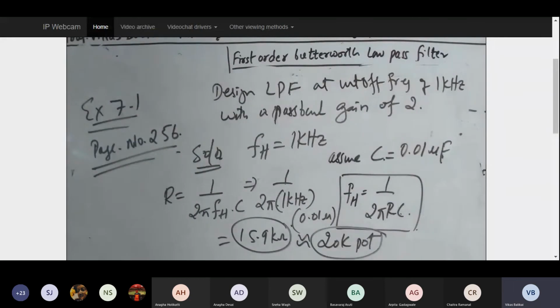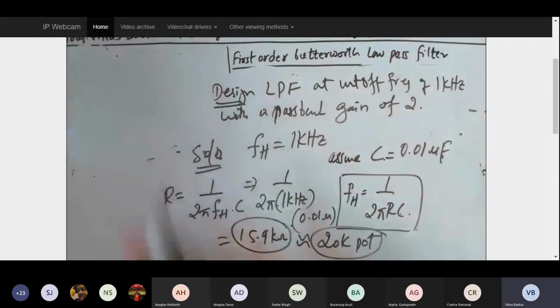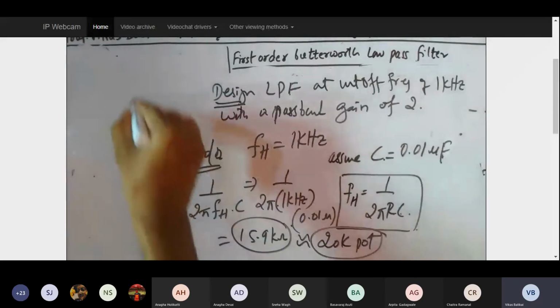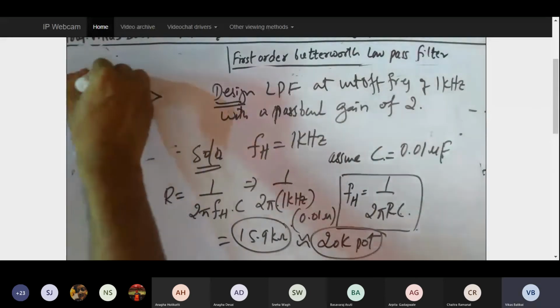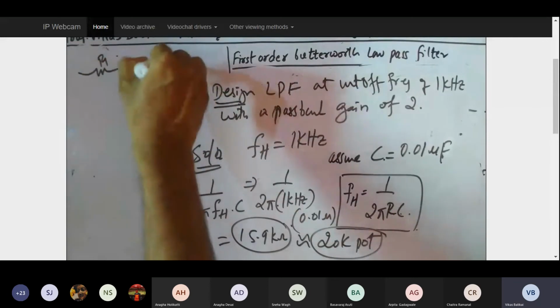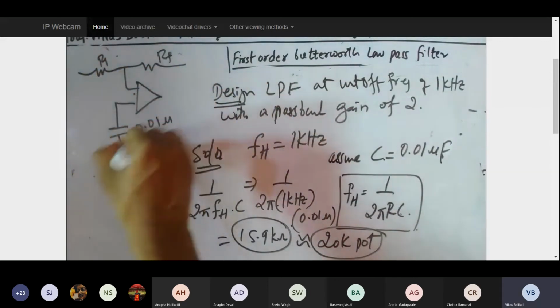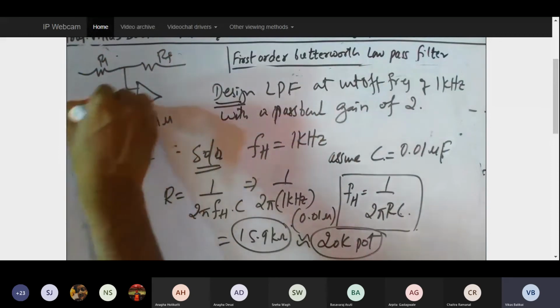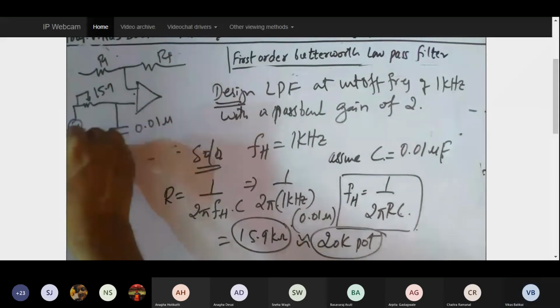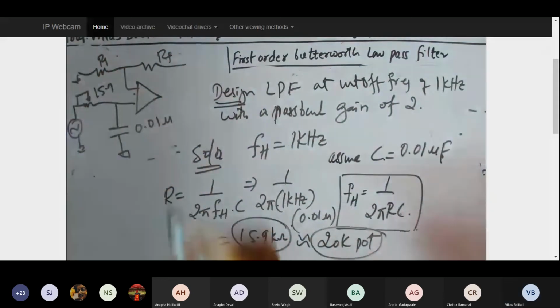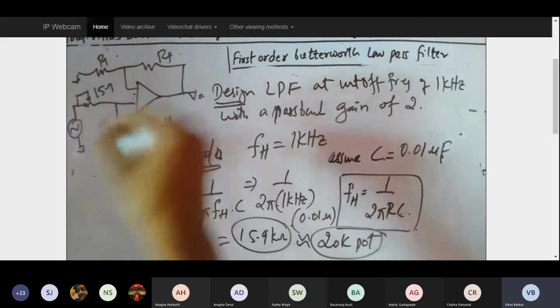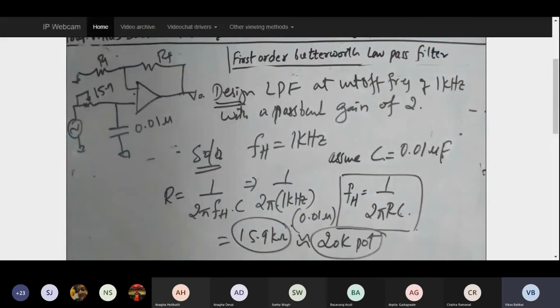Then since he has asked me to design, I can be using an op-amp, and I just replace all the components with the specified values of the components. So what was my component? On the op-amp I need the feedback resistance, which I'll take. I require C, which is 0.01 microfarad, and this is a potentiometer, which is your 15.9, and here I'm going to apply the input. So this is how my circuit looks. So this is how I have designed the circuit.